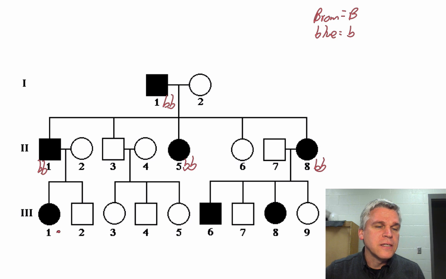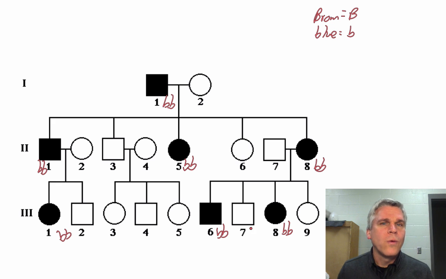Everybody else on this list is showing the dominant brown eyes, but what we don't know is what is their second allele? Are they homozygous dominant or are they heterozygous? So for instance, if we look at this first cross, we have a blue-eyed person and a brown-eyed person.